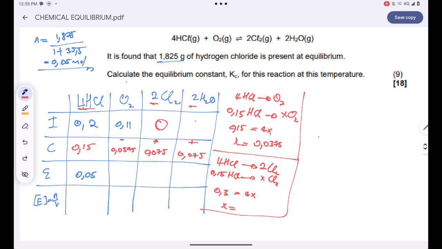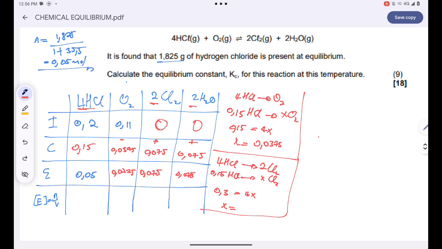Initially, guys, I had 0 because the products were not formed when the reaction began. Okay, and then now let's find the number of moles at equilibrium. For oxygen, I had 0.11 moles, but I've used 0.0375. I want to know how many moles I have left. I'll be simply left with 0.0725. Are you together? And then for chlorine, I had 0 initially. At equilibrium, I have 0.075. That means I'm still left with 0.075.